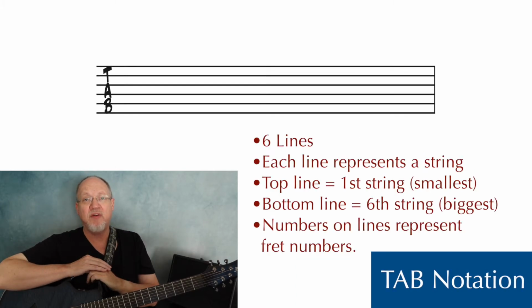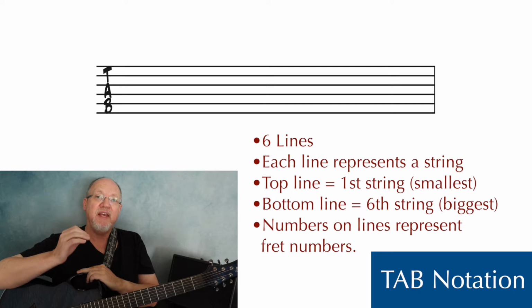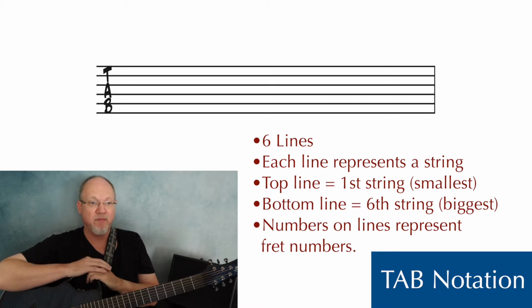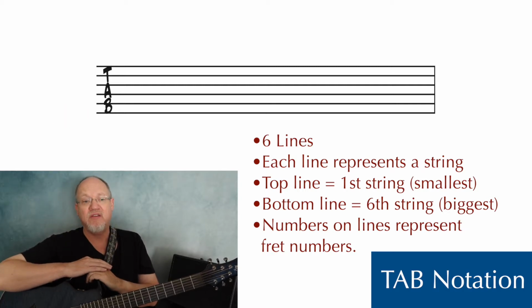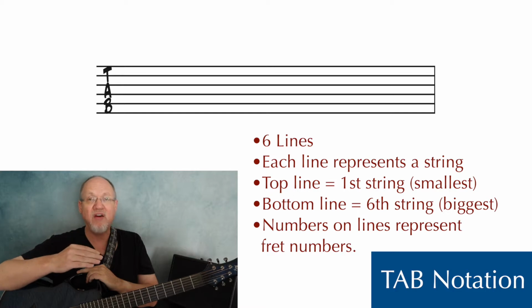In guitar tab there are 6 lines, and each line represents a string. The top line represents the first string, or the smallest string, and the bottom line represents the 6th string, or the biggest string. This may seem a little upside down, but I think it's this way because the smallest string is the highest sounding, so it appears on the top of the staff, just like in standard notation.